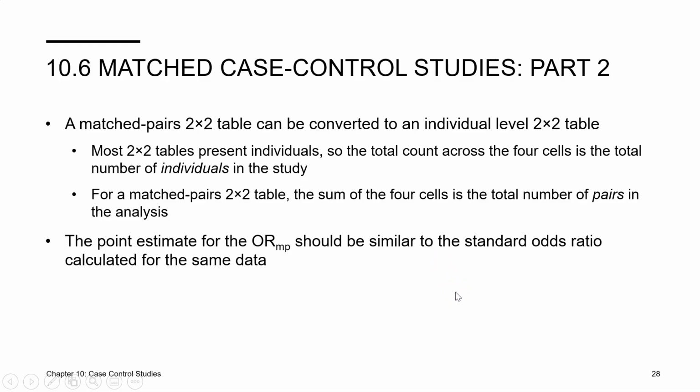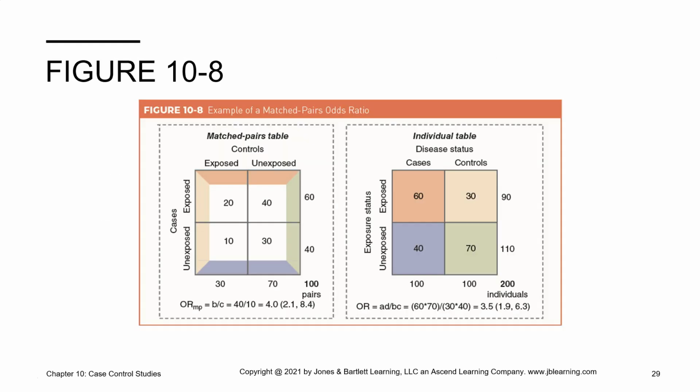So a matched pairs 2x2 table can be converted also to an individual level 2x2 table, but it should give you pretty similar results for the point estimates. And so you want to have the total number of cases and controls in the individual level match half of what the number of pairs would be. And so you would just set it up very similarly to the following here.